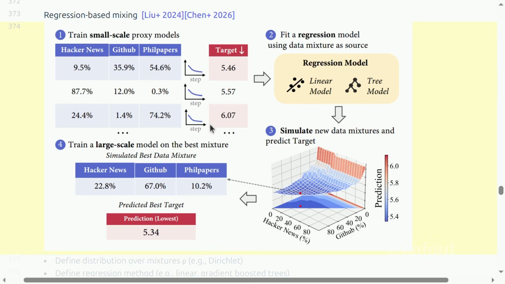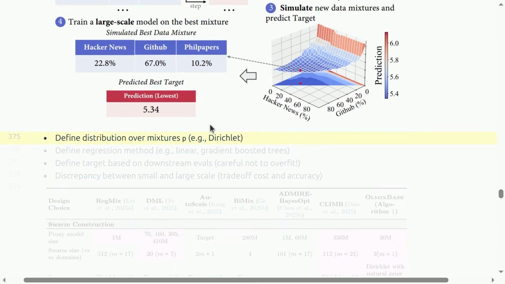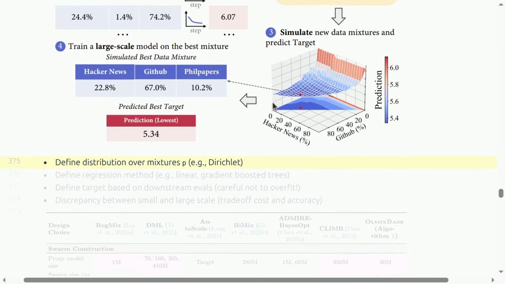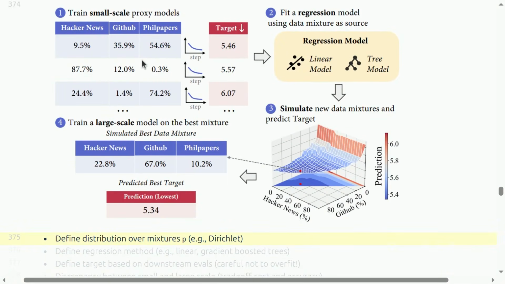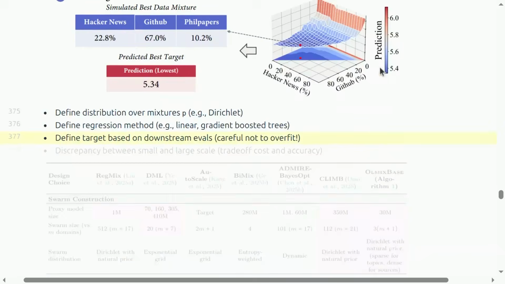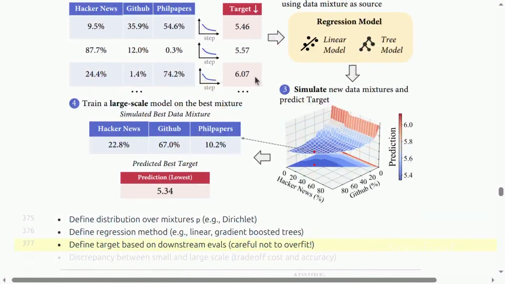And you notice some similarities with scaling laws, where you're trying to do some cheap computations to figure out some answers and then scale up. Okay, so there's a few design decisions here. One is, what are the mixtures that you're trying out here? You need a distribution over distributions here. So often people use some Dirichlet distribution. You also have to define the regression method. People have tried linear models or boosted decision trees. You have to figure out the target here.